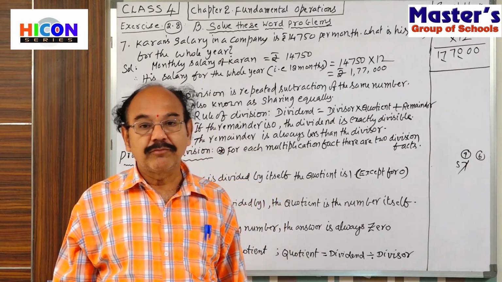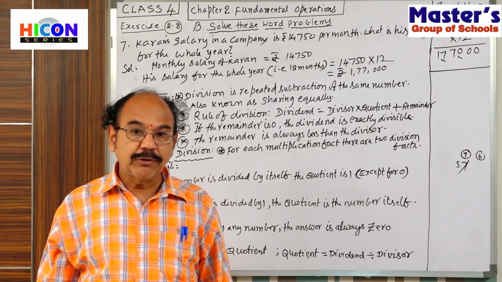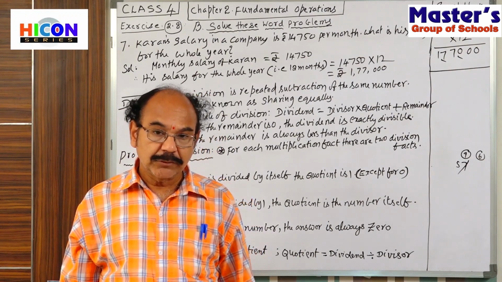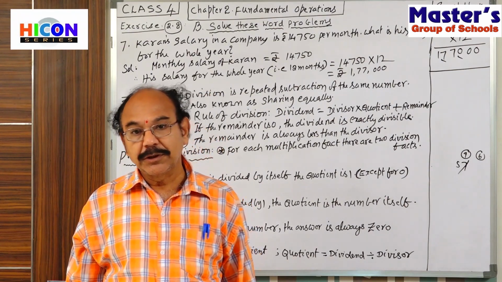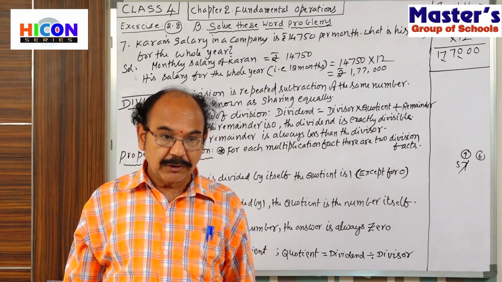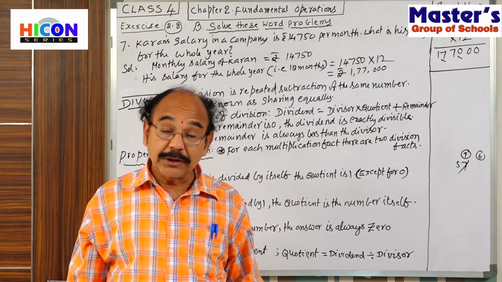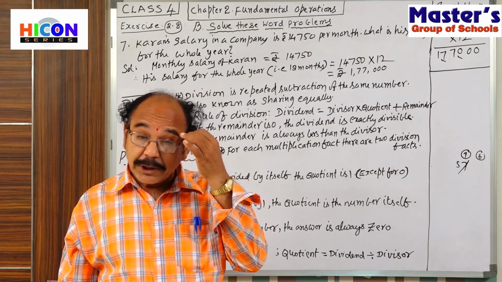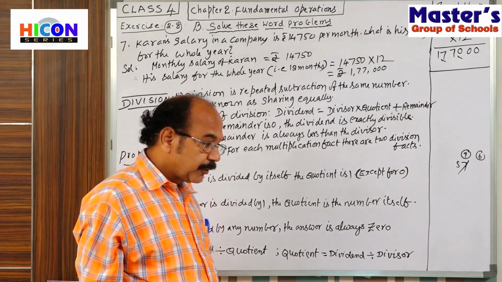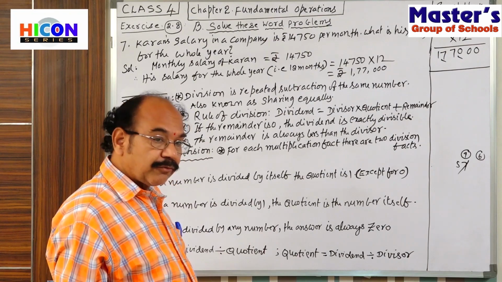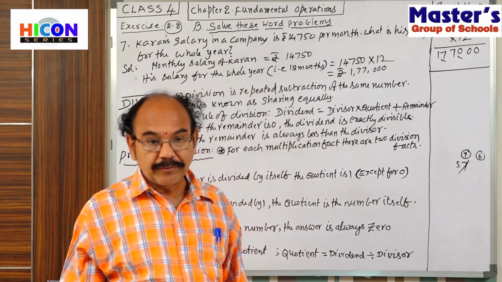5 2's in 10. First subtract one 2, then 8. Another 2 subtract, then 6. Another 2 subtract, then 4. Another 2 subtract, then 2. Another 2 subtract, 0. Like this, how many 2's make 10? 5 2's make 10. So there are 5 2's in 10.